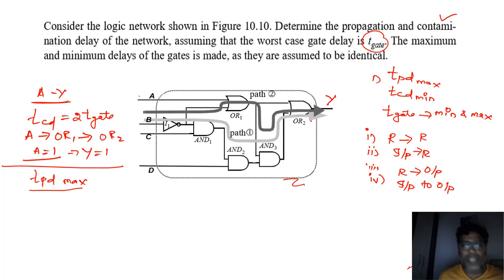So at the outset, by looking at this, you could come to a conclusion that T max, or T propagation delay worst case, or the maximum delay would be 5 times that of T gate. This is what we conclude.